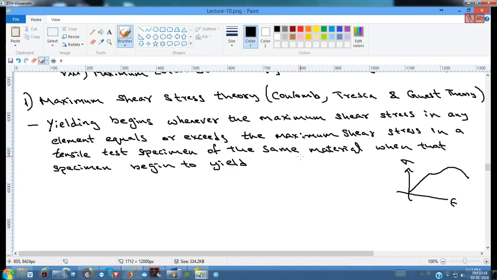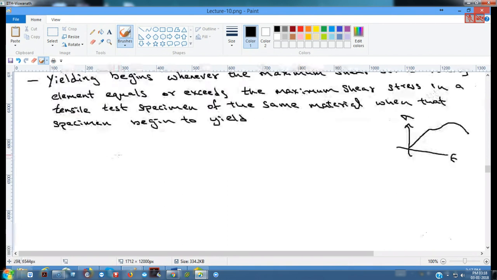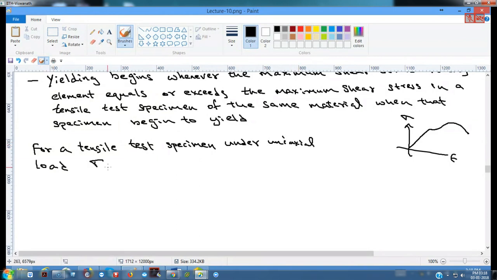So even in this theory, you have two-dimensional or three-dimensional shear stress. And what do you want to say for different combinations of loads? For that, what they proposed is: consider a test specimen under uniaxial load, that is, sigma xx is equal to sigma, and sigma yy equals zero.